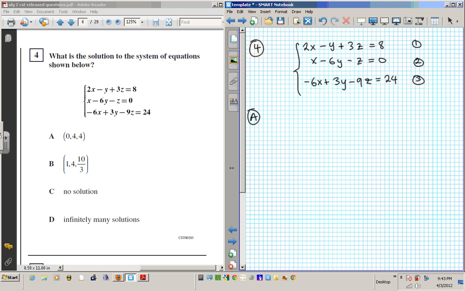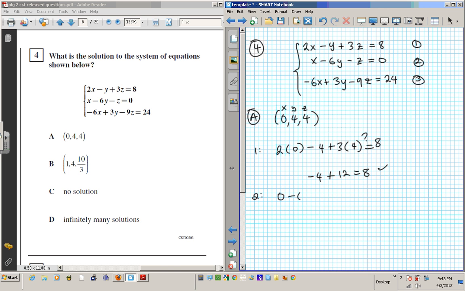So let's try out 0, 4, 4. What does this mean? If I plug in 0 for x, 4 for y, and 4 for z into all 3 equations, if they all work, that means that's our answer. All right, so let's plug it in. We're going to test equation 1 first. So for equation 1, we have 2 times 0 minus 4 plus 3 times 4. The question is, is it equal to 8? If it is, then we check the next equation, right? So this one is just 0, so it's negative 4 plus 12 equals 8. Absolutely is. Good.